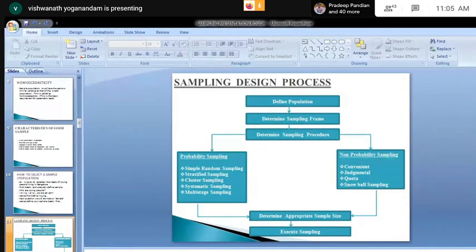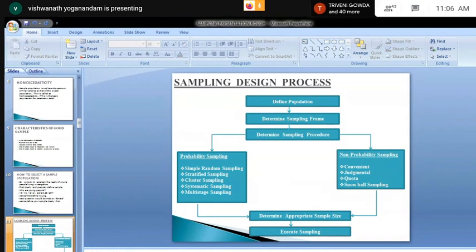Next is the sampling design process. You define the population first, then determine the sampling frame. I have told you what the sampling frame is: it is the list of samples. Then determine the sampling procedure. You can use probability sampling and non-probability sampling.